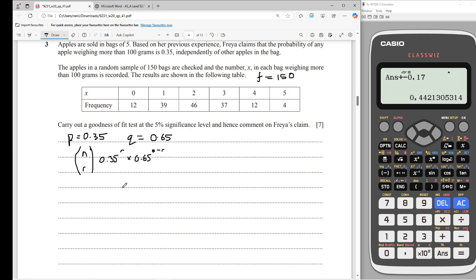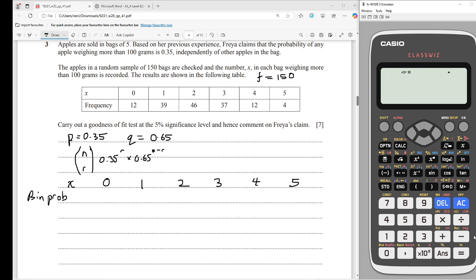So now how do we do this? Let's first create a table where we have here x values 0, 1, 2, 3, 4, 5. This is just the x values, and the next row is going to be the binomial probability. Now how do we get the binomial probability? Very simple, we just need to plug in these values.